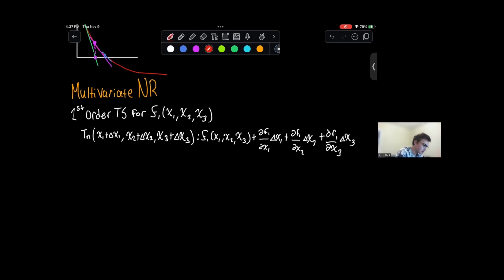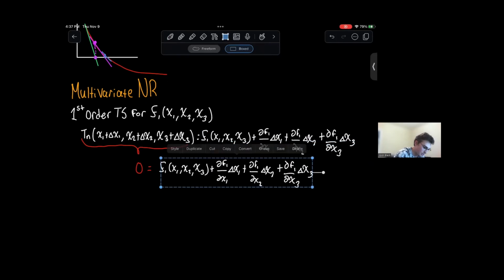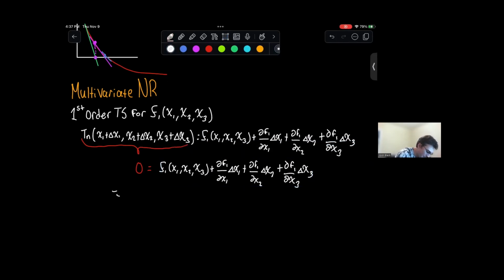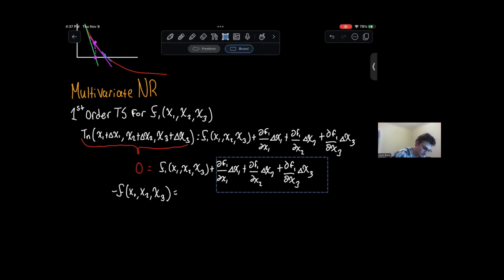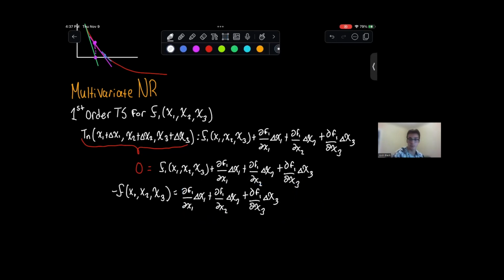And if we were then to use the fundamental of the Newton-Raphson method, make the left side equal to 0 and keep the right side, well, by rearranging, you would get negative x1, x2, and x3 is equal to all of these derivatives. Now, as I mentioned before, if we have three variables, then we also must have three equations, three f's.